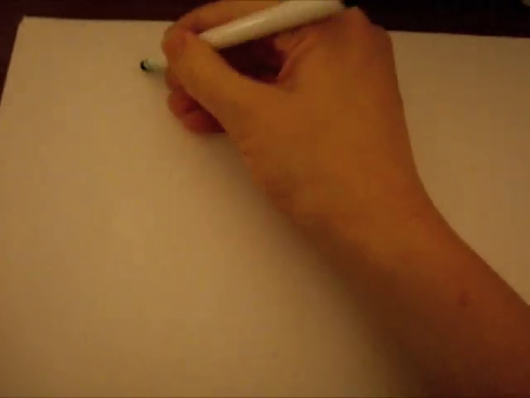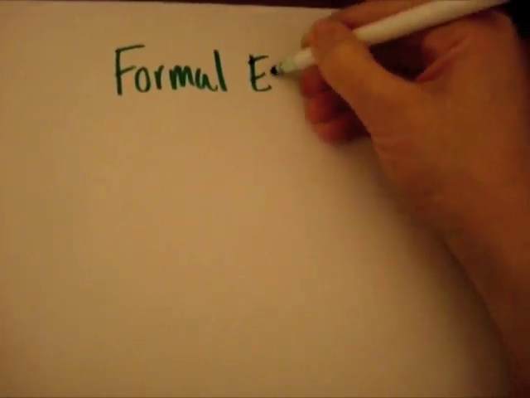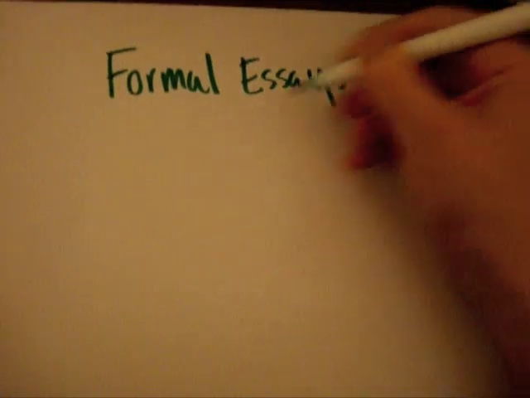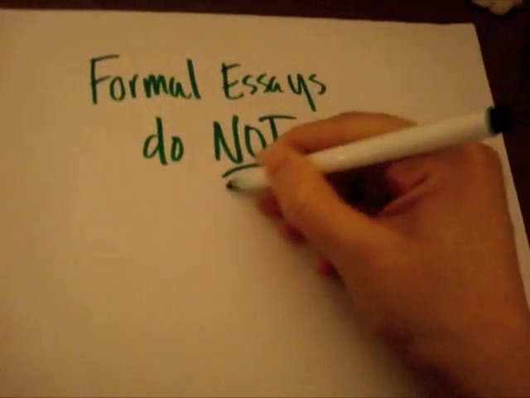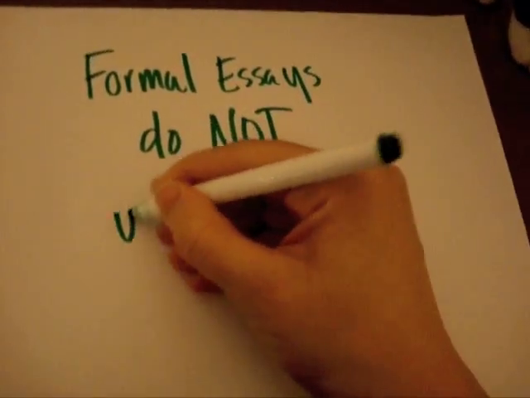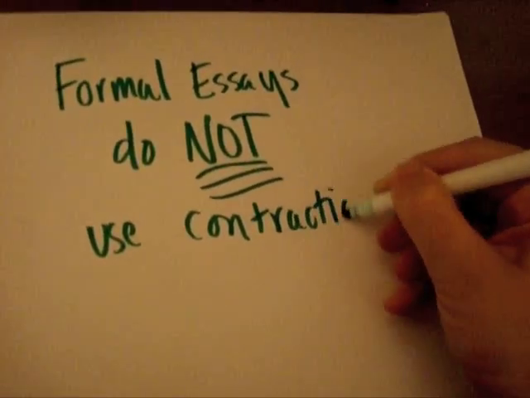Another common mistake that sometimes students make is that they use contractions in formal essays. You should always write out the whole word in a formal essay. Formal essays being those that you would turn in to your teachers or to a professor.